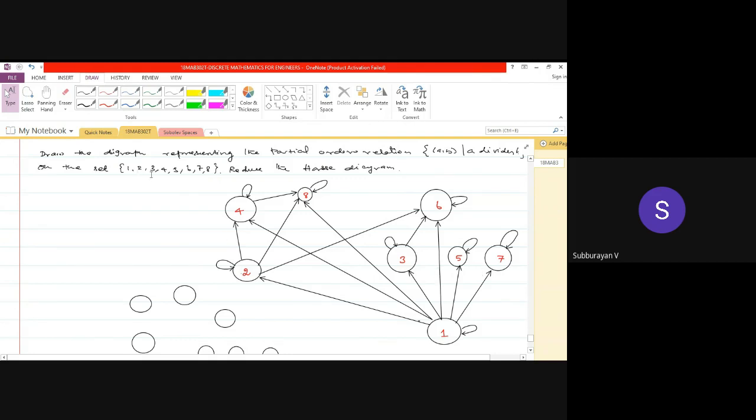And 2 divides all even numbers. 2 divides 2 itself, 2 divides 4, 2 divides 6, and 2 divides 8. So there is an edge from 2 to 4, an edge from 2 to 8, an edge from 2 to 6. And 3 divides 3 itself as well as 6, so there is an edge from 3 to 6.